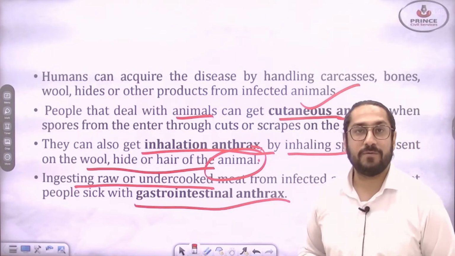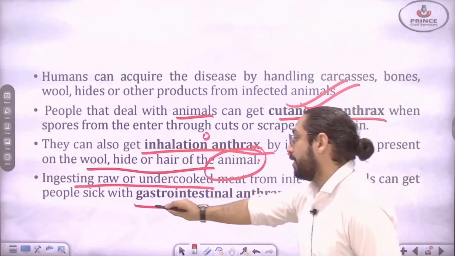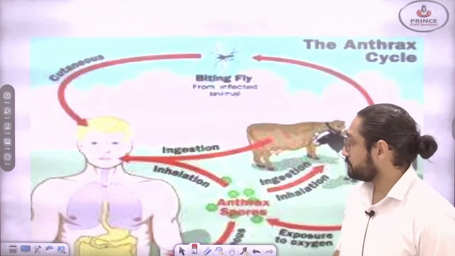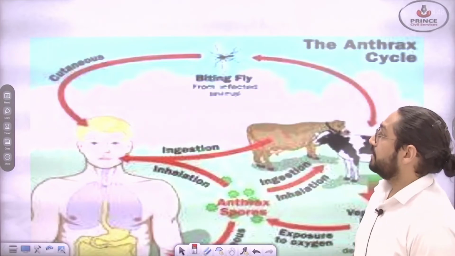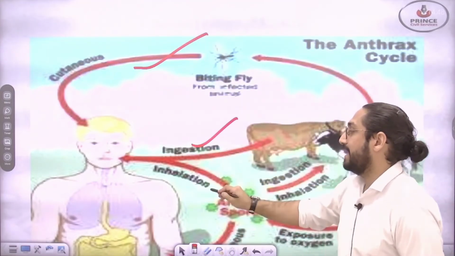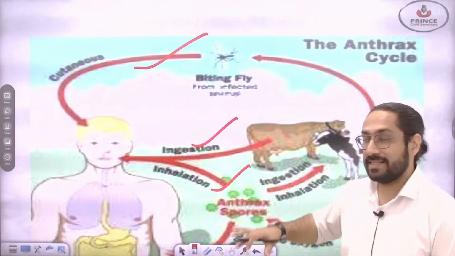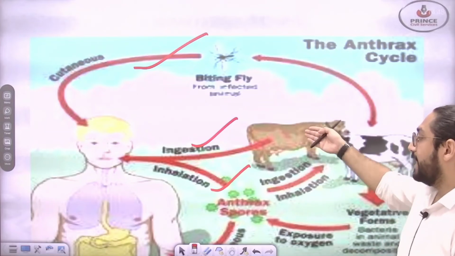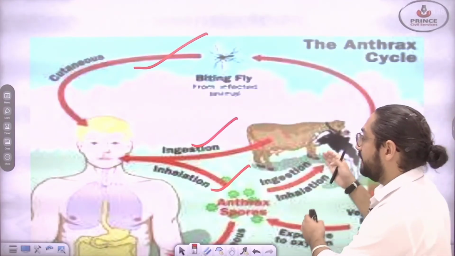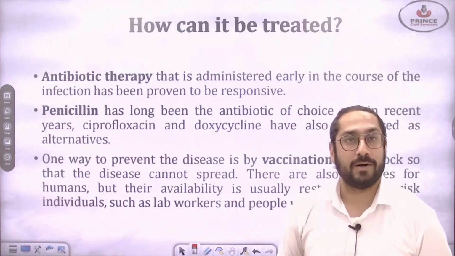So there are three types of anthrax: cutaneous anthrax, inhalation anthrax, and the last one is gastrointestinal anthrax. So you can see in this image, there is cutaneous, that is through skin, ingestion, that is through the food, and inhalation through the breathing. So there are three types of anthrax. This is the cycle you can see here. This animal is infected, so there are anthrax spores, the animal gets infected, and then through the animal the humans get infected. That is why anthrax is a zoonotic disease.